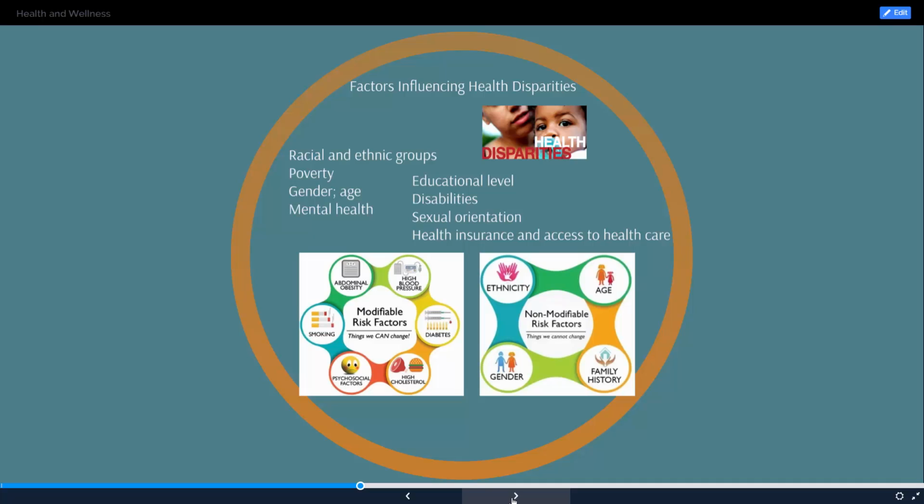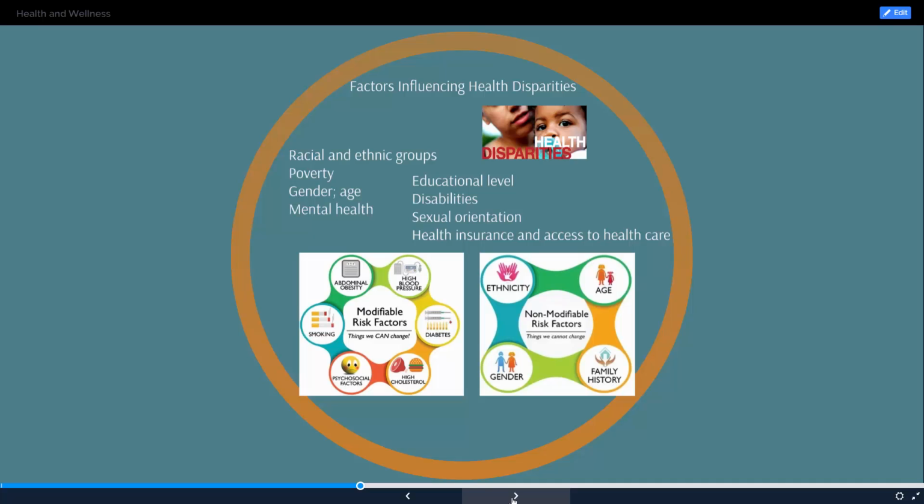So let's look at the modifiable risk factors. Modifiable risk factors, those are things we can change. If a group is known to have issues with diabetes, or it's more known within that ethnic group, then that's something they can definitely focus on trying to change. If there's dietary problems or high blood pressure or obesity, those are all modifiable things. Non-modifiable, you can't change your ethnicity, you can't change your age, your gender, or your family history. So those are things that impact somebody's health disparity, but cannot be changed by that person, right?